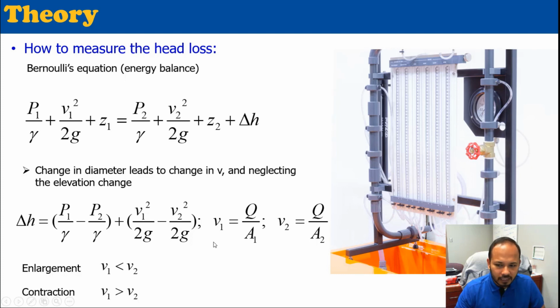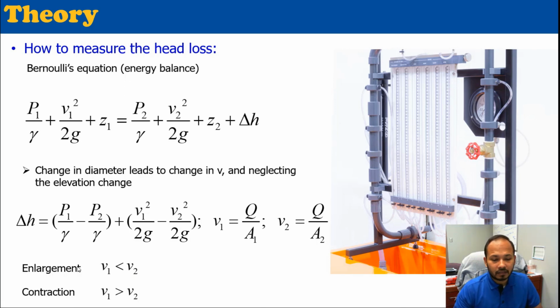So again, for the contraction and enlargement, after we take the manometer reading, we have to balance it by adding the velocity head difference to the pressure difference that we find. And to find this, we need to know the velocity. How do we find that? If we collect the total water flow, and if we know the cross section of the contraction and the enlargement, we can find those velocities.